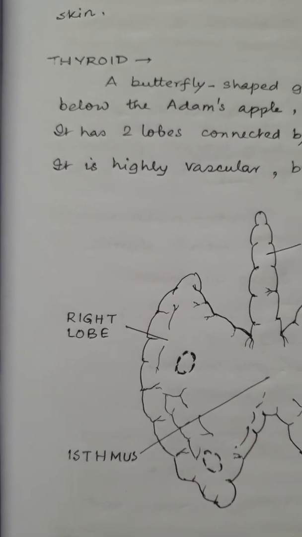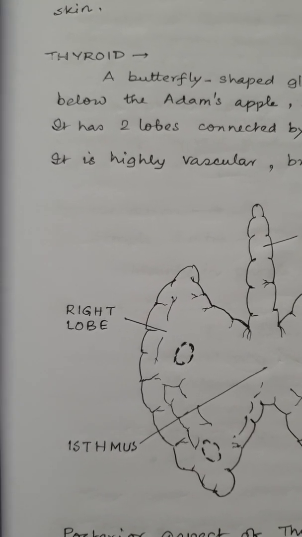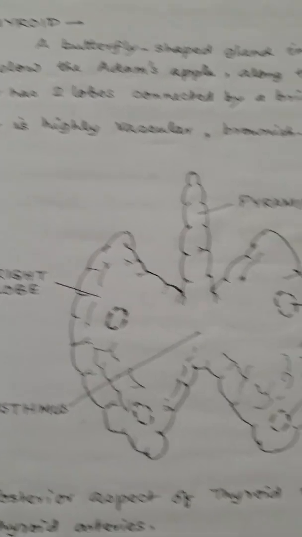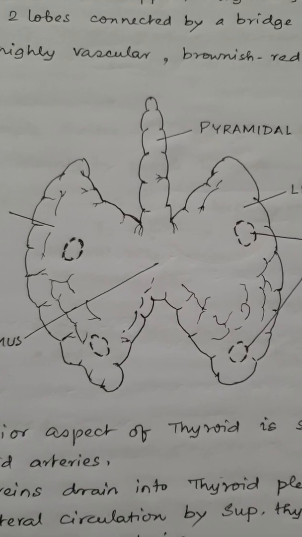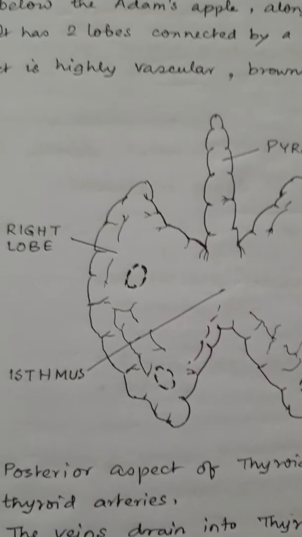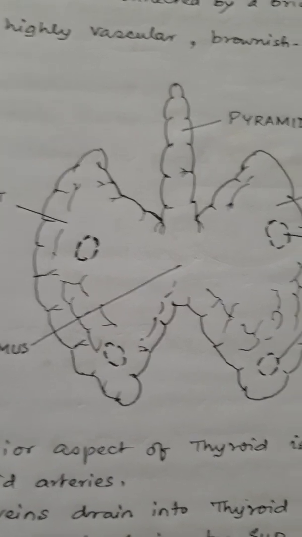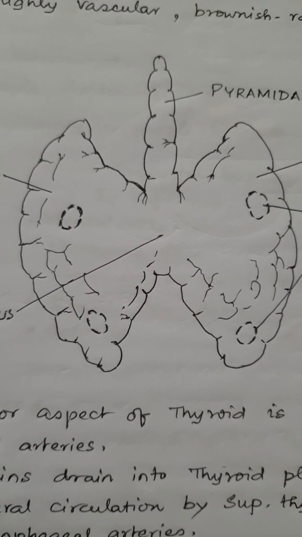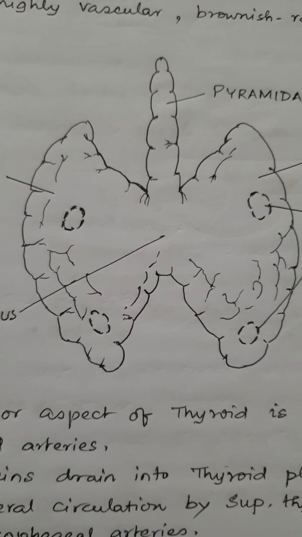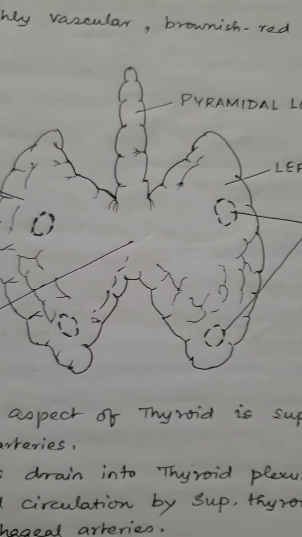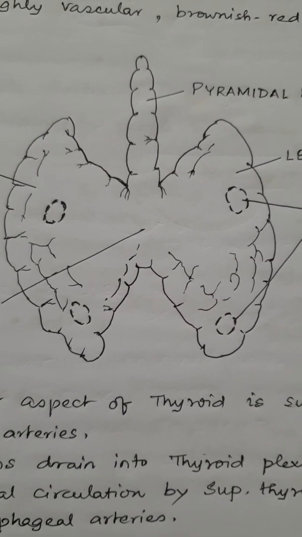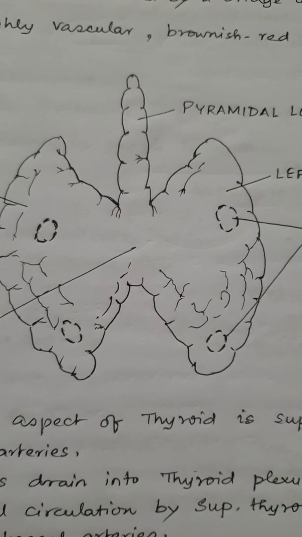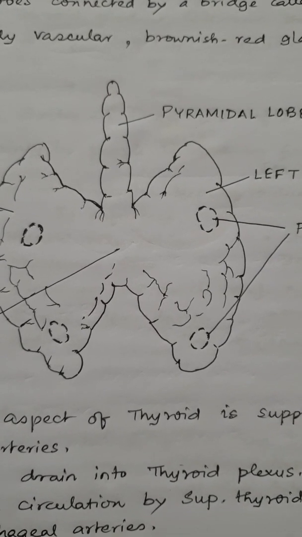The next endocrine gland is called thyroid gland. In fact, this is the largest endocrine gland. The figure given is thyroid. It is a butterfly shaped gland lying in front of the neck below the Adam's apple along the front of windpipe. It has got two lobes connected by a bridge called isthmus. It is highly vascular, brownish red in color.